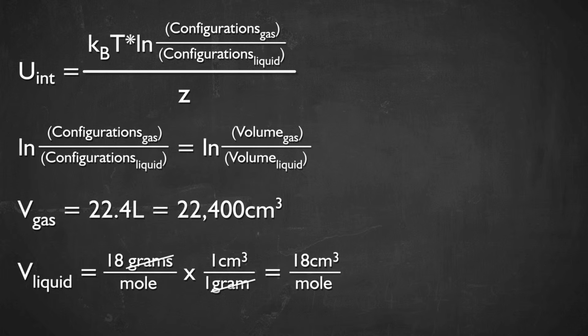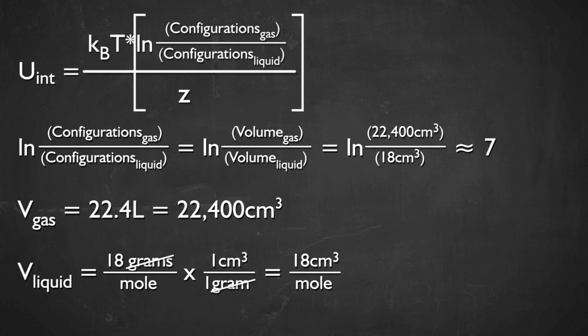So if we want to compute this constant c in our formula, what we now need to do is take the logarithm of the ratio of 22,400 divided by 18. If you compute this logarithm, and this is, by the way, the natural logarithm, it turns out that this number is about 7. So that means that our constant c is about 7 divided by z, which is the number of contacts per particle. The number of contacts per particle is something like 5, 6, 7, something like that. It really depends. And so that's why our constant is some number which is about 1.